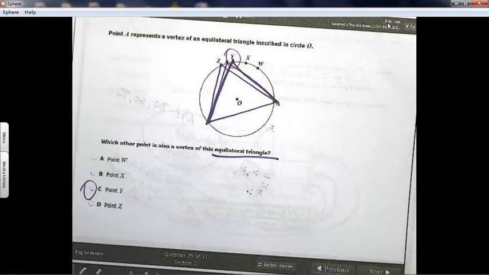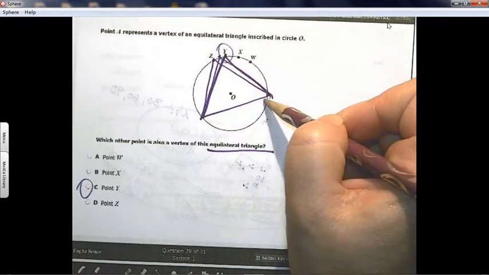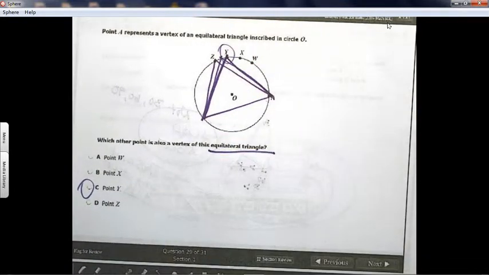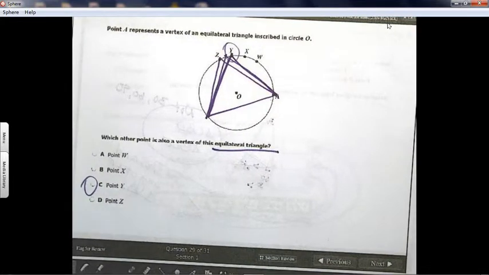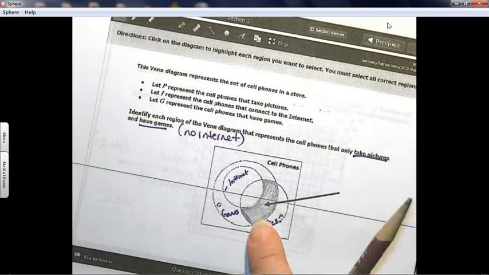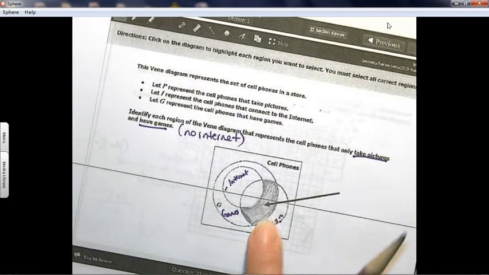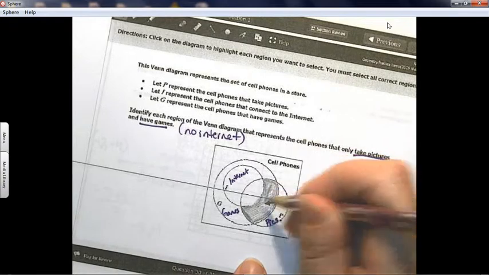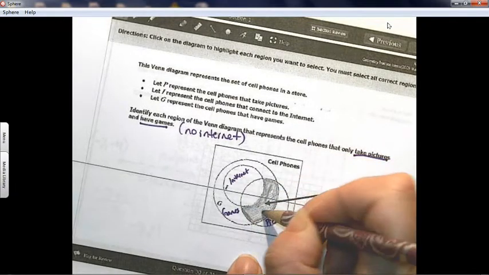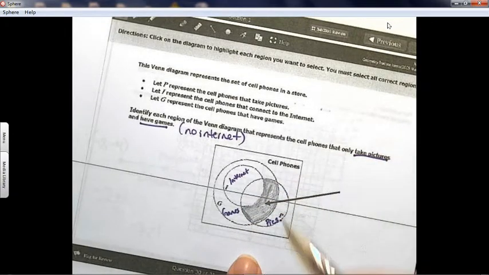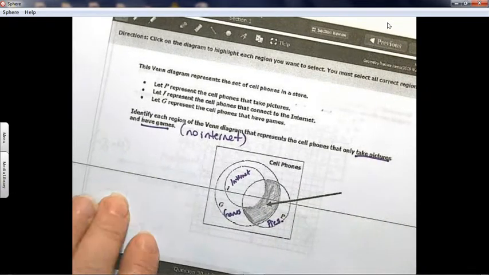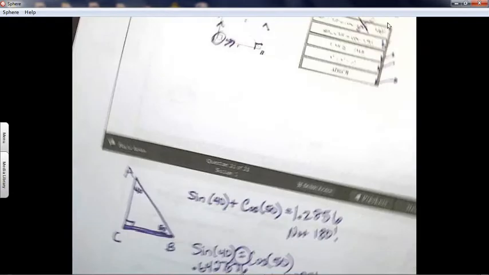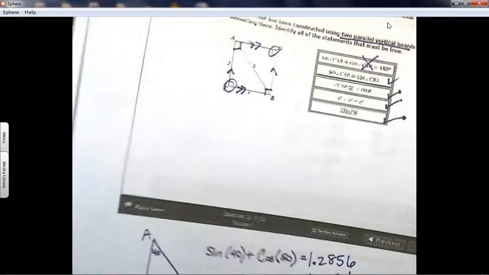Back. Okay. Notice we're trying to make an equilateral triangle, and I really just drew it. I could have measured with a ruler, but I could kind of eyeball which one was going to give me the equilateral. And this one, this would be the area that would be shaded, because this is where only the cell phones that take pictures and play games, but don't do any internet, so it's just going to be that area. So we click on that area.